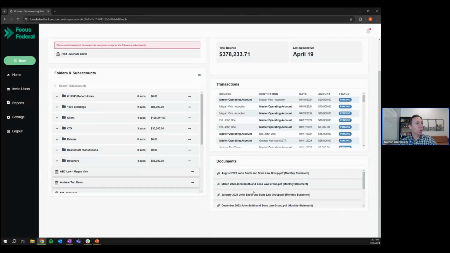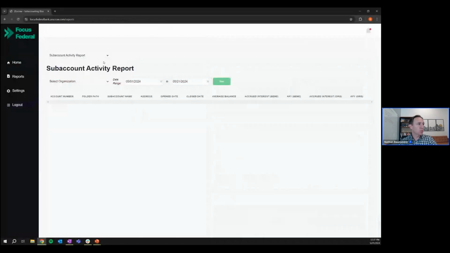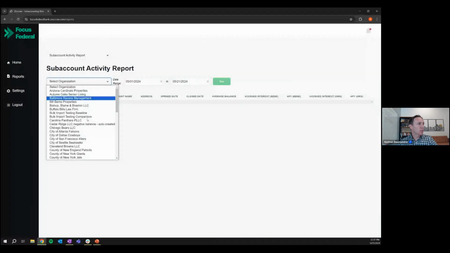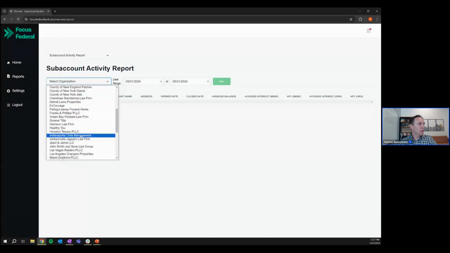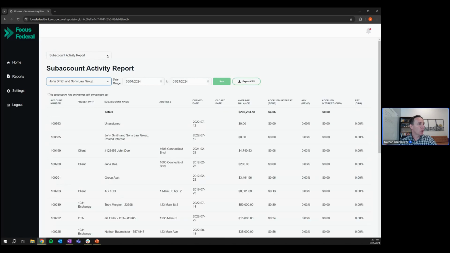They're able to pull any documents that they need from a statements perspective, with full reporting capabilities where they're able to pull any reports that they need for their specific sub accounts. There's a drop down of different reports they're able to pull. The bank has access to even more than the client themselves, but you could pick date ranges.